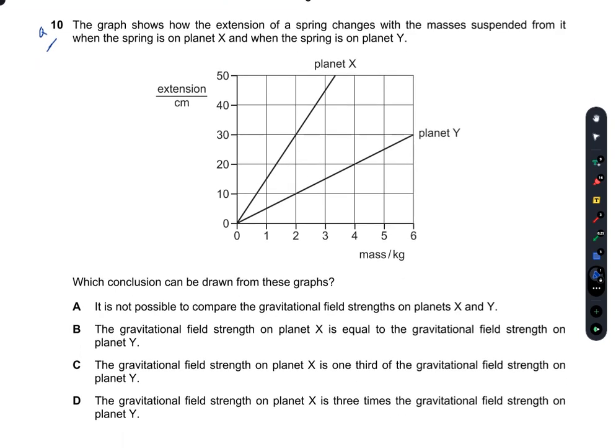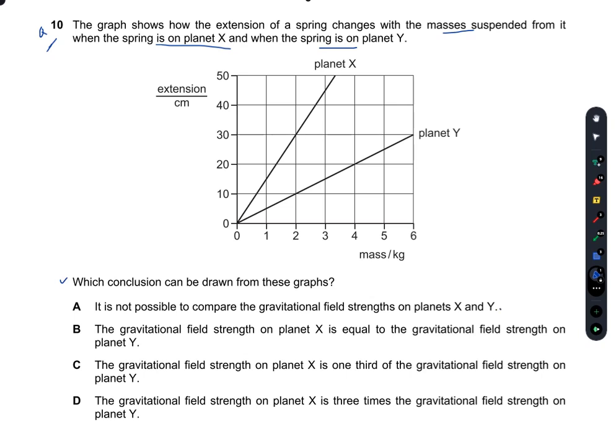Question number 10. The graph shows how the extension of a spring changes with the masses suspended from it when the spring is on planet X and when the spring is on planet Y. Which conclusion can be drawn from these graphs? Now, both of these masses are suspended on two planets where gravity is acting. What can I derive from this graph? It is not possible to compare the gravitational field strengths on planets X and Y.